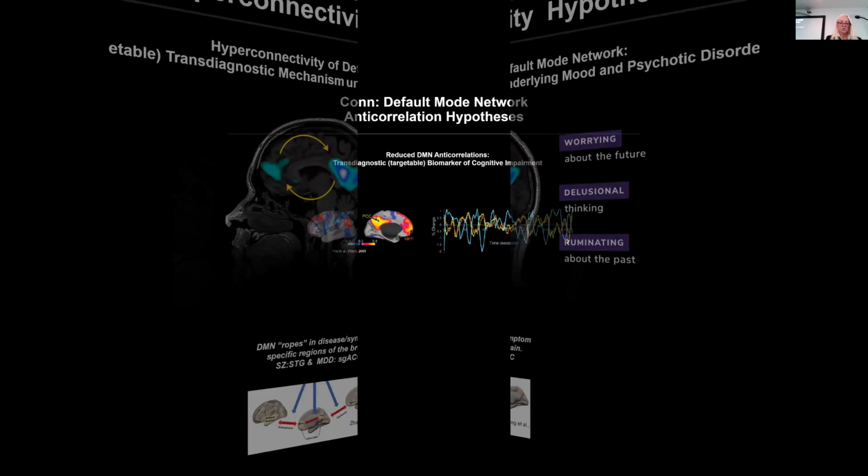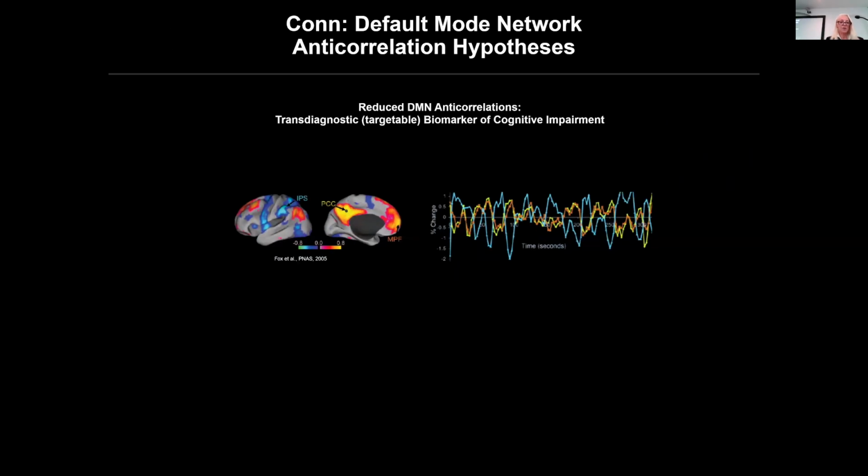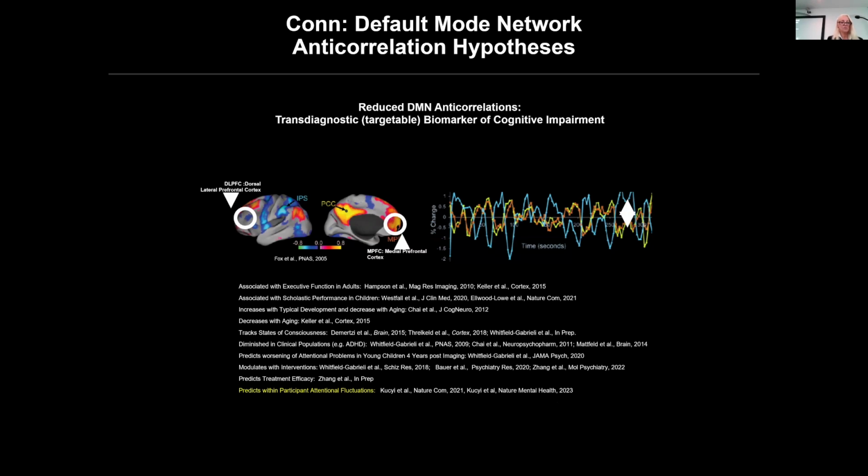So the second hypothesis is another version of DMN hyperconnectivity, which is basically a lack of anticorrelations. And so we think that reduced DMN anticorrelations is also a targetable biomarker of cognitive impairment. And we've specifically been looking at the magnitude of the MPFC and DLPFC anticorrelations. They seem to rise over development selectively and decline over aging. They're significantly reduced in many different clinical populations who have cognitive impairment. It tracks consciousness with anesthesia and disorders of consciousness. You can see it come and go. And then it also predicts individual fluctuations of mind wandering.